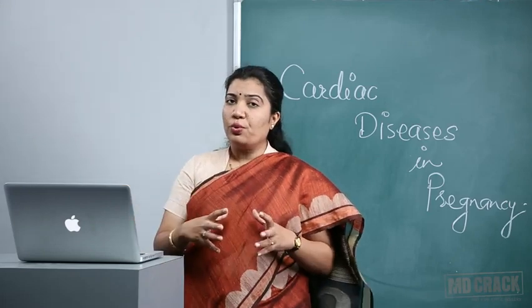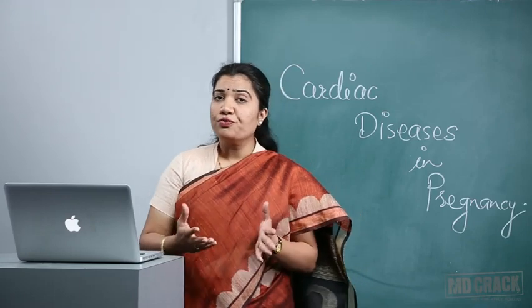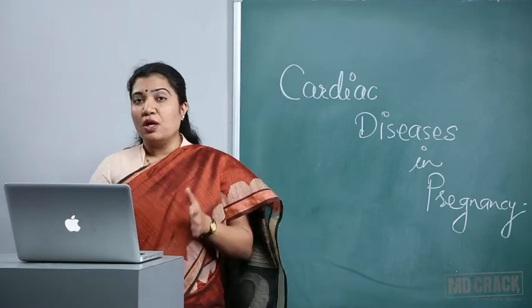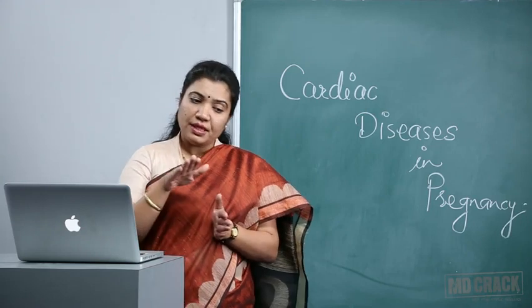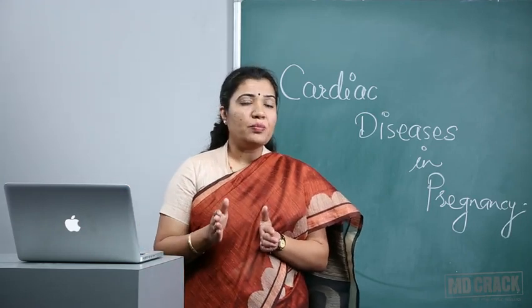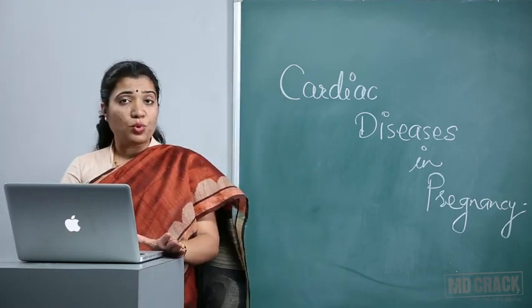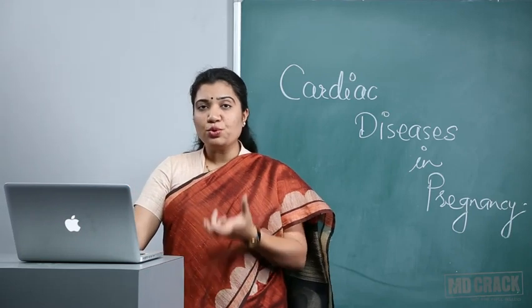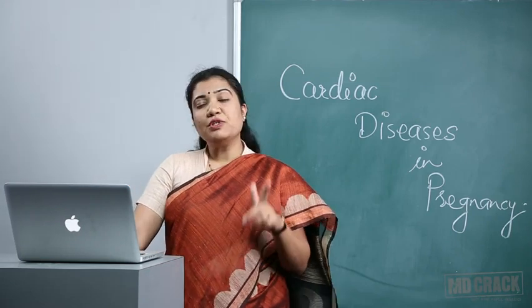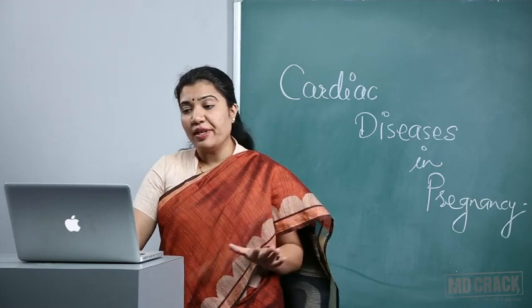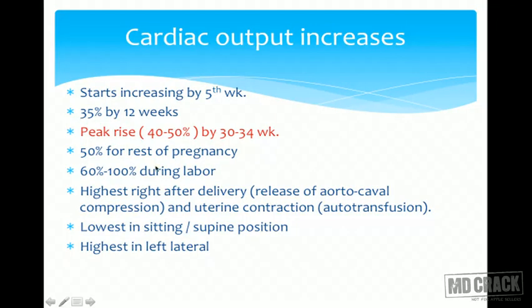Cardiac output is the product of stroke volume and pulse rate. So both things are increased. The pulse rate is increased by 10 to 12 beats per minute in pregnancy. Because of that, cardiac output is increased and the maximum load is around 30 to 32 weeks. So this is the first place where we should consider that this heart may fail. In the rest of the pregnancy, cardiac output is raised by 50%. During labor, with tachycardia, stress of labor and bearing down by the mother, it rises by 60 to 100%.